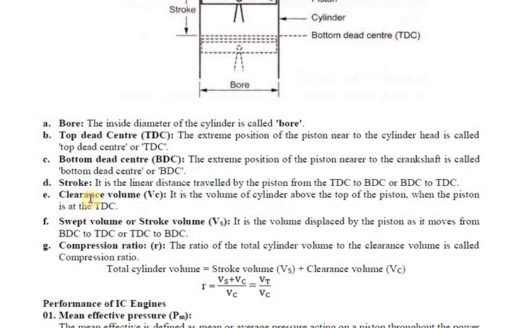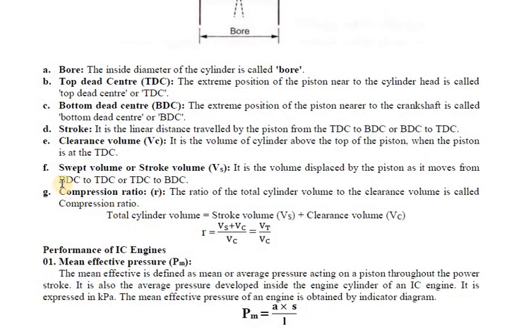Then what about the clearance volume? It is the volume of the cylinder above the top of the piston when the piston is at the TDC, meaning at the top dead center. What is the stroke volume? It is the volume displaced by the piston as it moves from BDC to TDC or TDC to BDC. So that is the stroke volume.